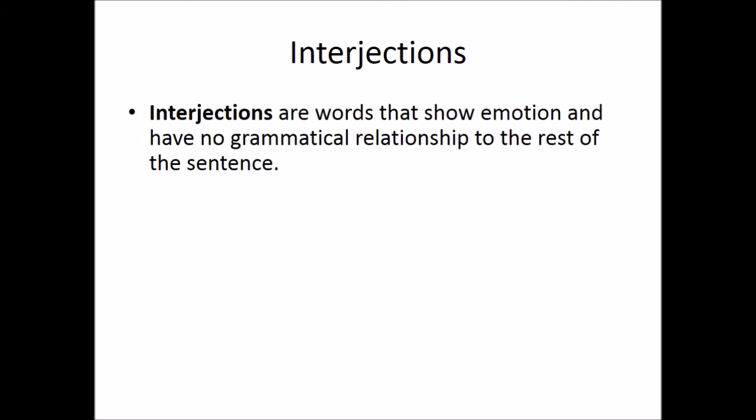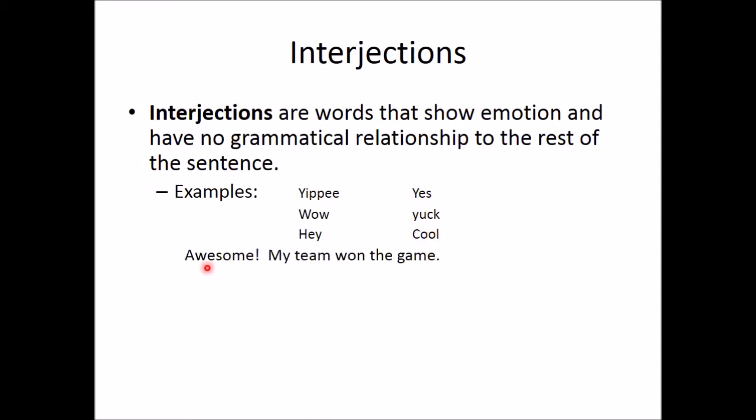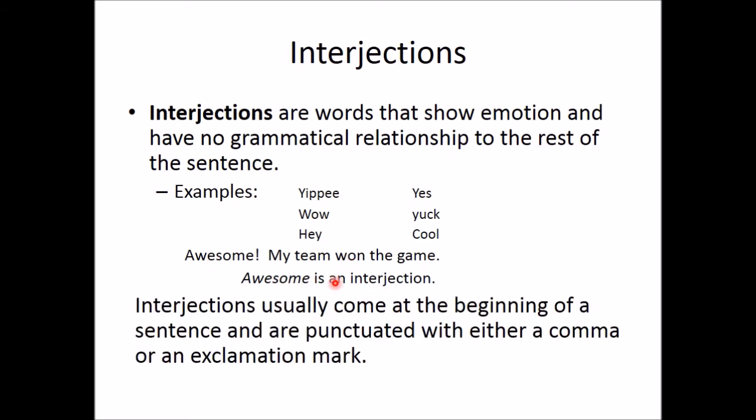Interjections are words that show emotion and have no grammatical relationship to the rest of the sentence. Here are some examples. Yippee, wow, hey, yes, yuck, cool. Here's an example in a sentence. Awesome, my team won the game. Awesome is an interjection in this sentence. Interjections usually, not always, but usually come at the beginning of a sentence, and they're punctuated with either a comma or an exclamation mark.